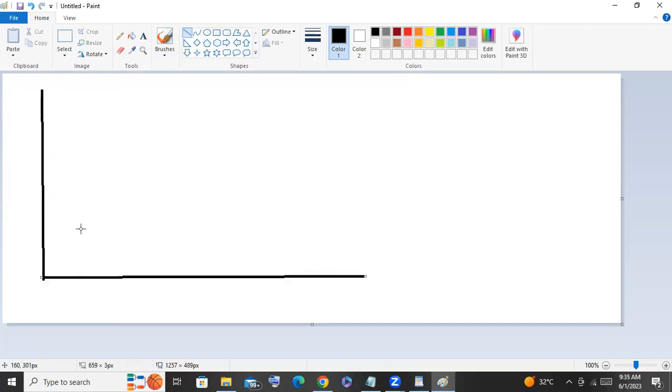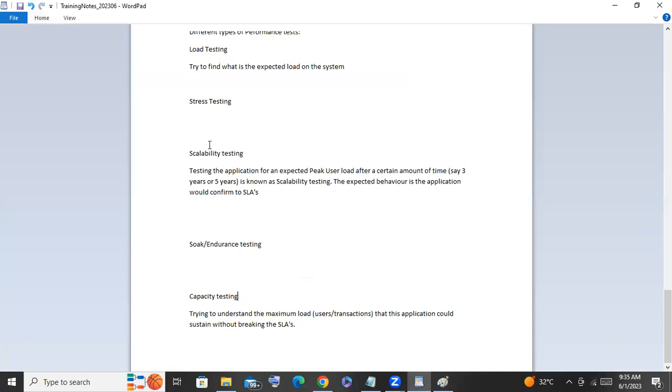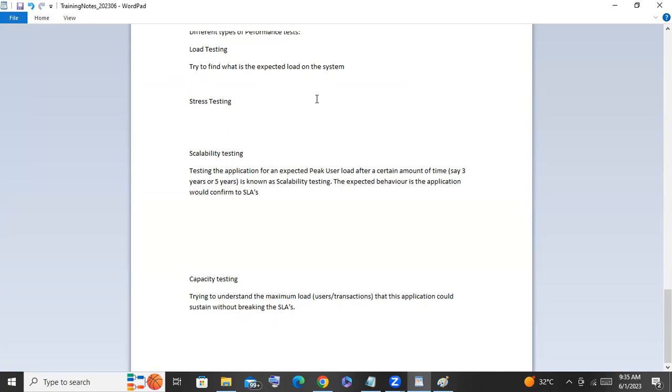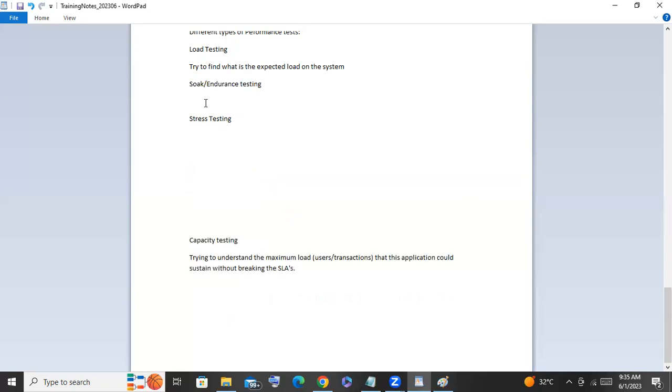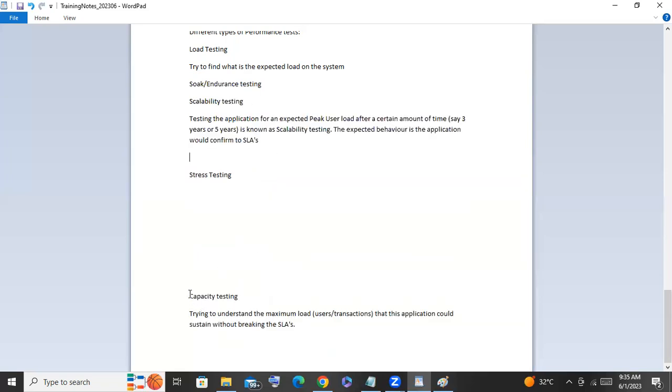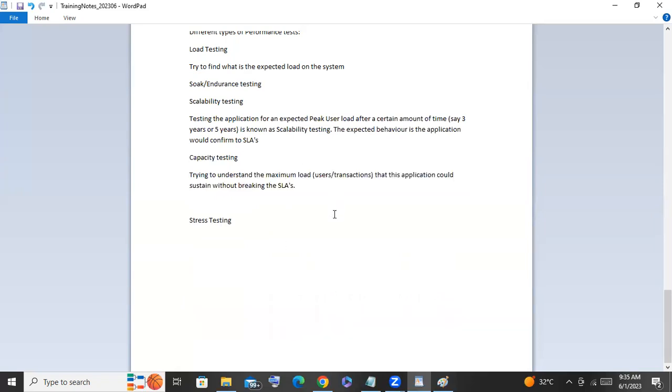Not continuously. See, guys, what we would do is we would try to do these things in a proper sequence. Okay. First, we would do load testing. Then we would do endurance testing. Then we would do scalability testing. And then we would do capacity testing. Okay.